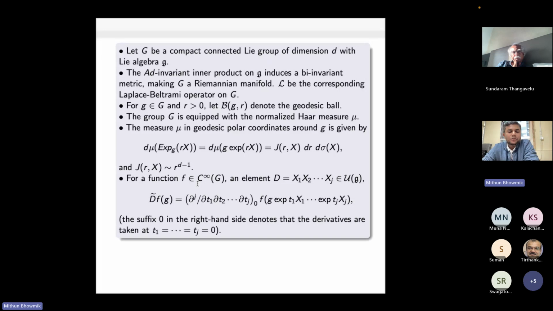Now I'll take any smooth function. I'll take an element from the universal enveloping algebra and consider them as left invariant differential operators. So I'll take an element from the Lie algebra and consider them as left invariant vector fields. Now I'll consider a product of Lie algebra elements, and this will also act as a left invariant vector field on the smooth functions. This is the definition of this action.